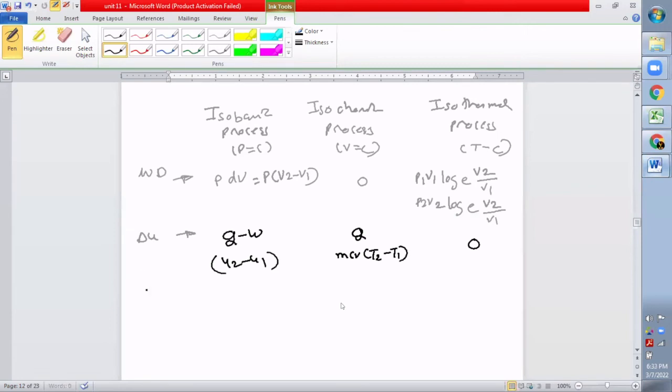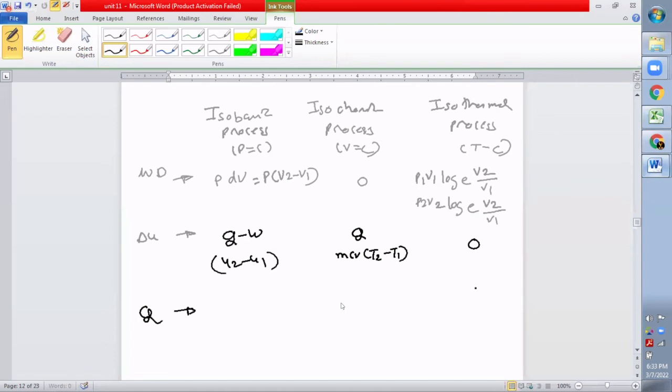Now we'll talk about the work done, del U, and then Q. Value of Q: tell me for a constant volume process, or isochoric process. Q is equal to, in terms of W and del U, del U plus W. For a constant volume process, Q is equal to del U plus W.